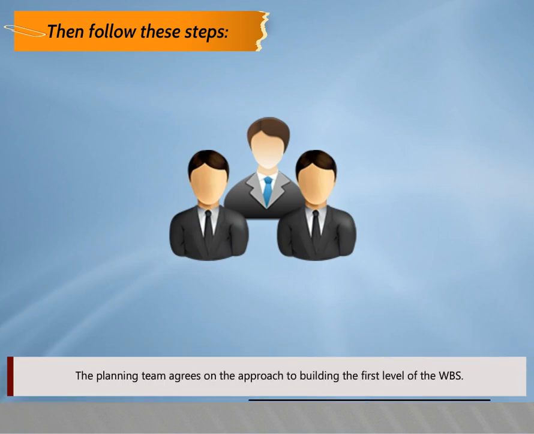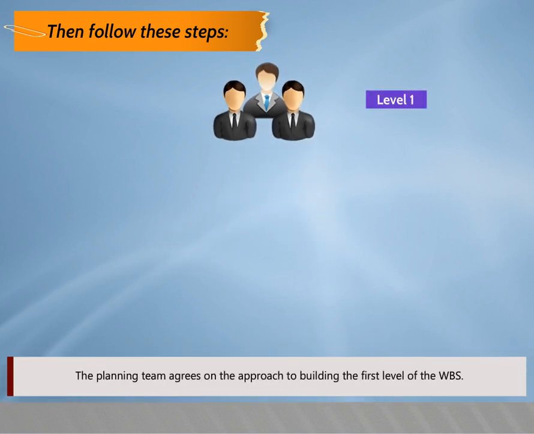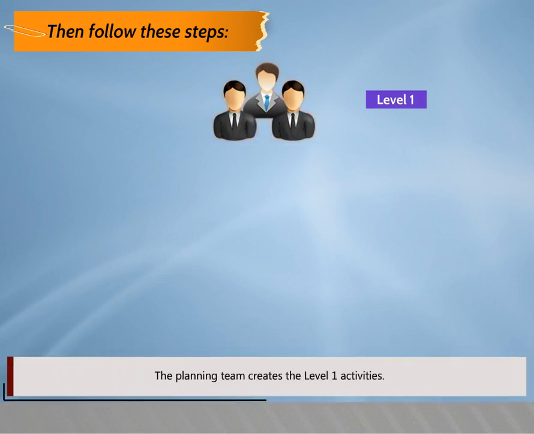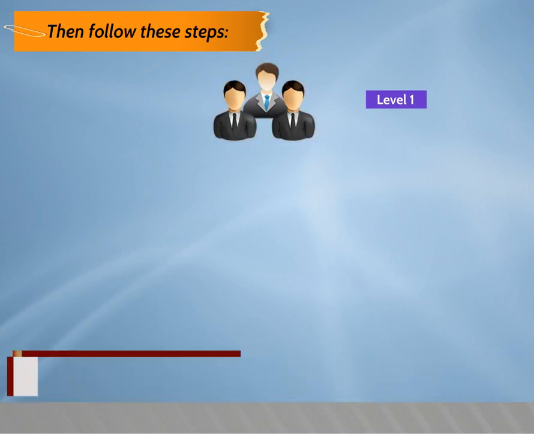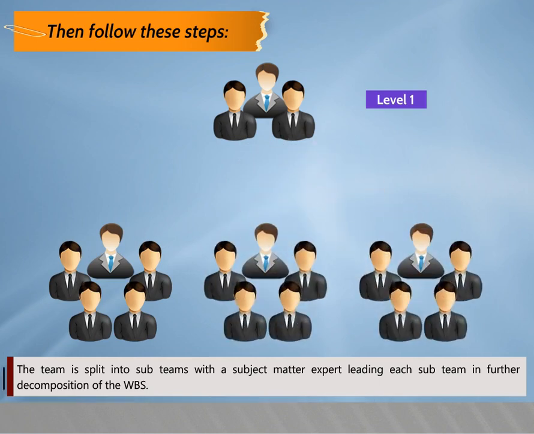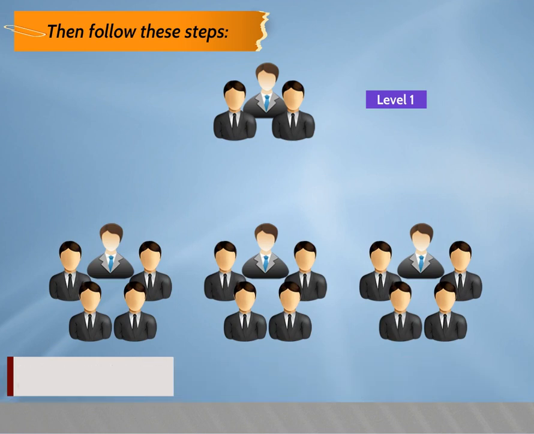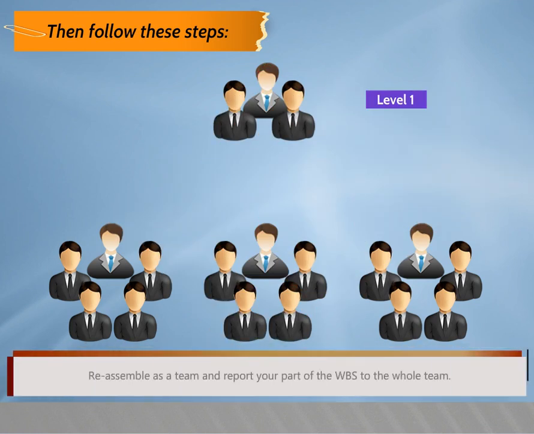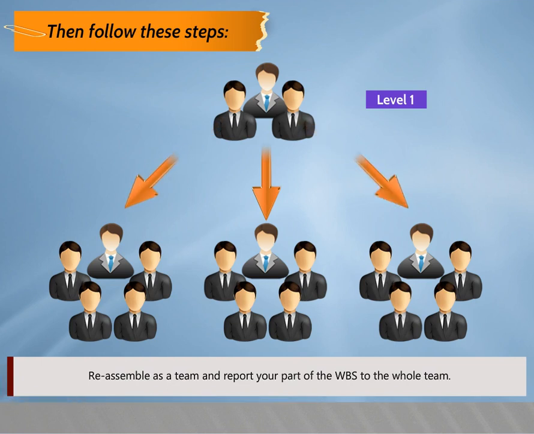The planning team agrees on the approach to build the first level of the WBS. The planning team creates the level 1 activities. The team is split into sub-teams with a subject matter expert leading each sub-team in further decomposition of the WBS. The sub-team continues decomposition until each activity within the level 1 activities meets the WBS completion criteria. Reassemble as a team and report your part of the WBS to the whole team.